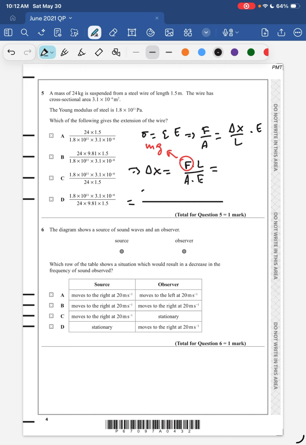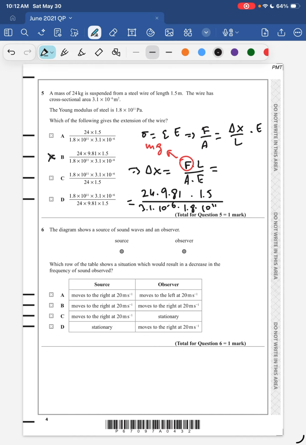So the force is 24 times 9.81, which is mass times g, times the length, which is 1.5, over the cross-sectional area, 3.1 times 10 to the negative 6, times the Young's modulus, which is 1.8 times 10 to the 11, and therefore that's option B.